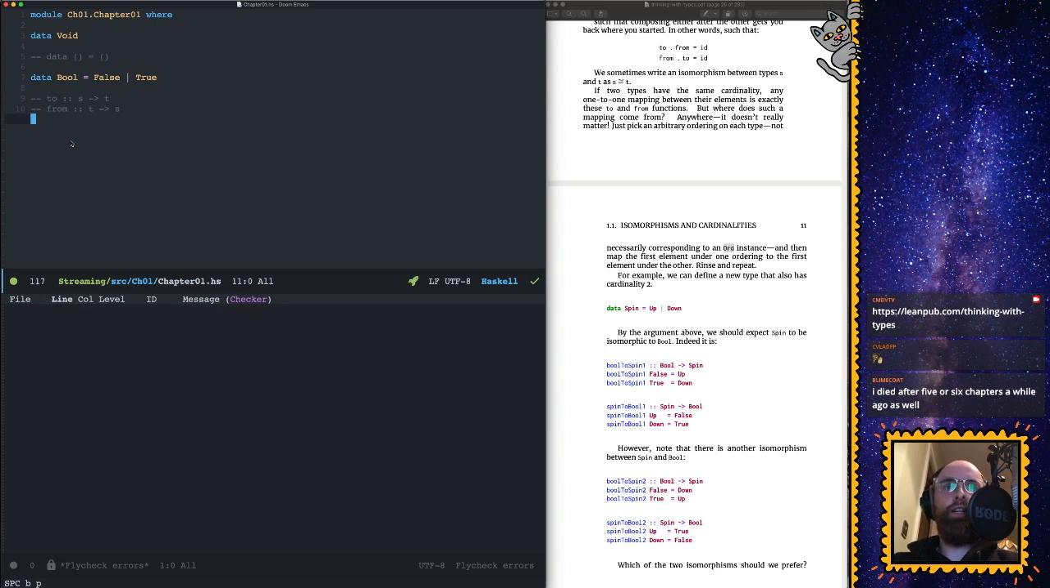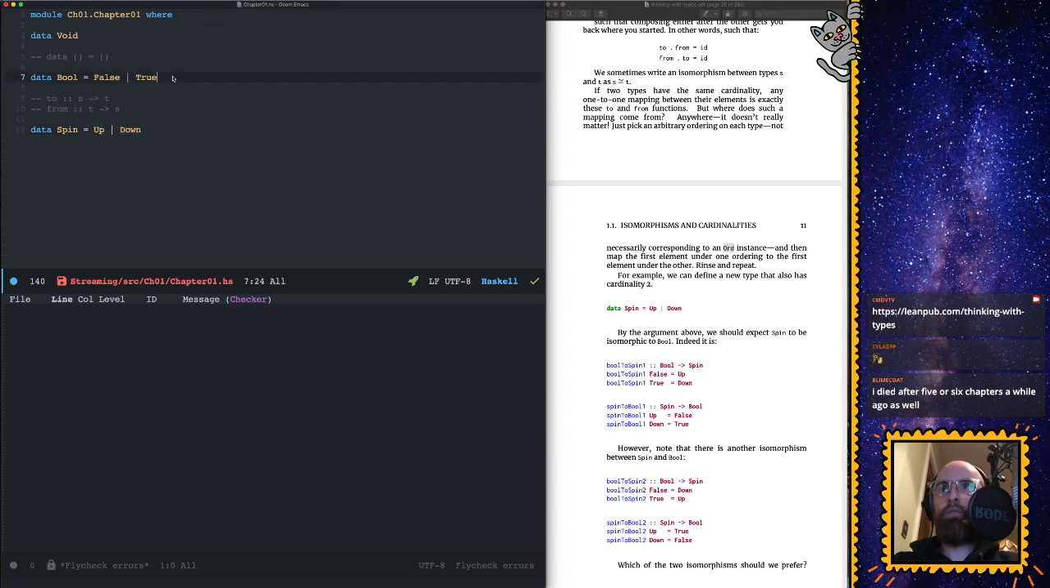So I guess that's the explanation. And now the bit that we like is the code. So we've got a data type Spin in my case, and that's either going to go up or down. Okay, that makes sense, doesn't it? So by the arguments above, we should expect Spin to be isomorphic to Bool. Because if we look, that's got exactly the same cardinality. If you look at Bool, 1, 2, and it's exactly the same. So Spin has two constructors, Up and Down.